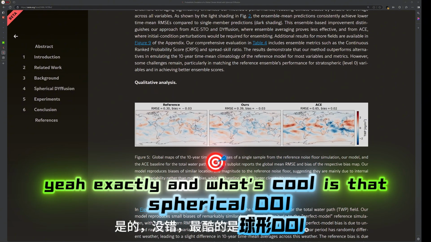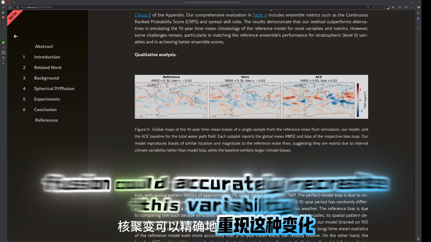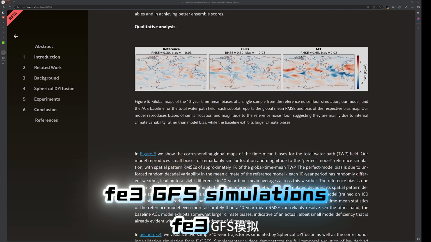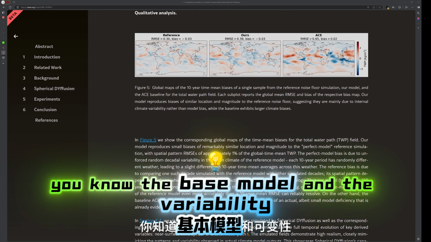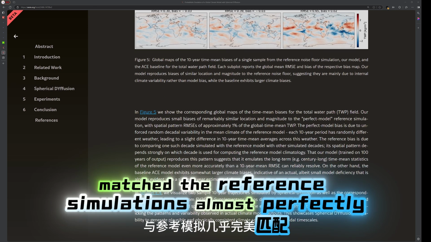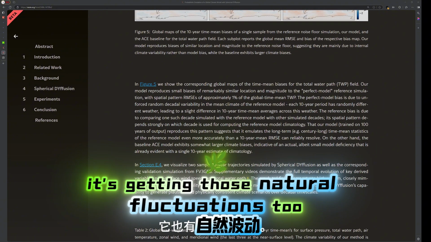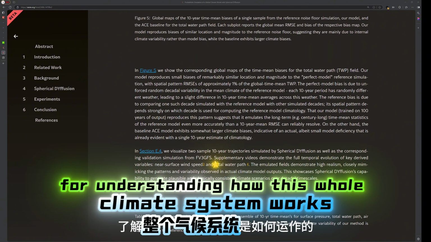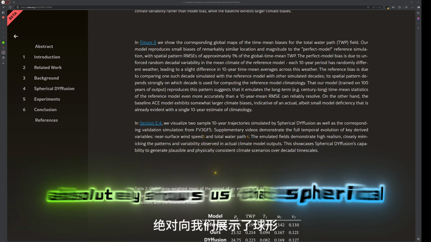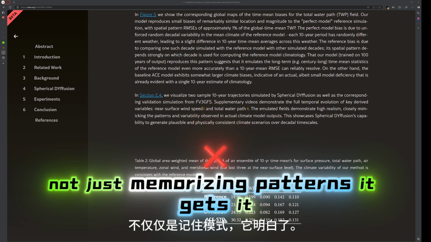Yeah, exactly. And what's cool is that spherical DYffusion could accurately recreate this variability. They compared its simulations to those 10 independent FV3GFS simulations, you know, the base model, and the variability in spherical DYffusion's results matched the reference simulations almost perfectly. So it's not just mimicking the average climate, it's getting those natural fluctuations too. That's pretty important for understanding how this whole climate system works, right? Absolutely. Shows us that spherical DYffusion is really learning the underlying dynamics, not just memorizing patterns.